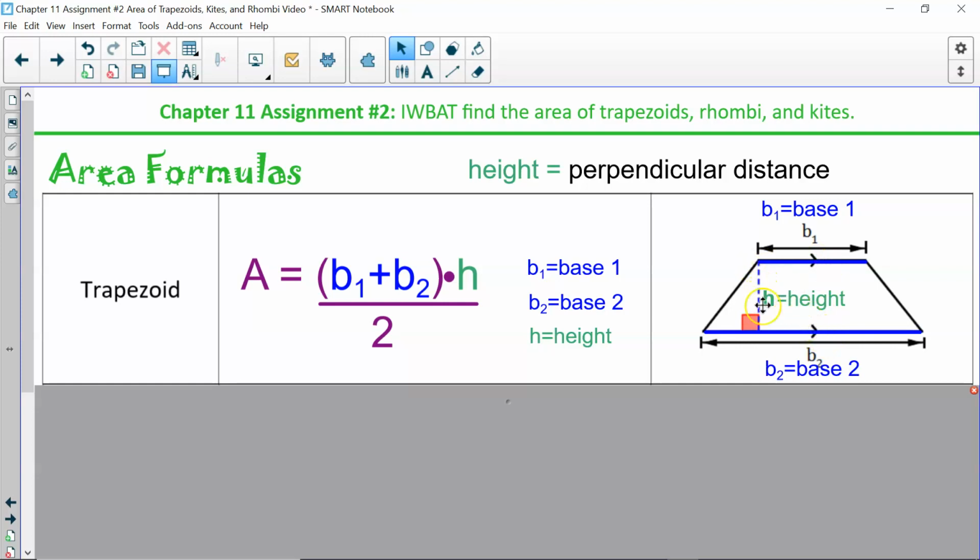And then the perpendicular distance I have labeled as h. Make sure that you draw in your right angle there so that you can see that it's perpendicular. So again, the height is the perpendicular distance between those two parallel bases.